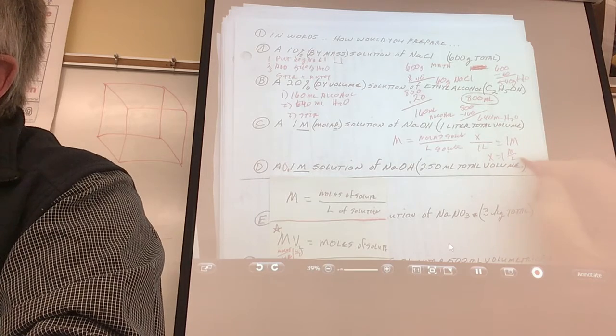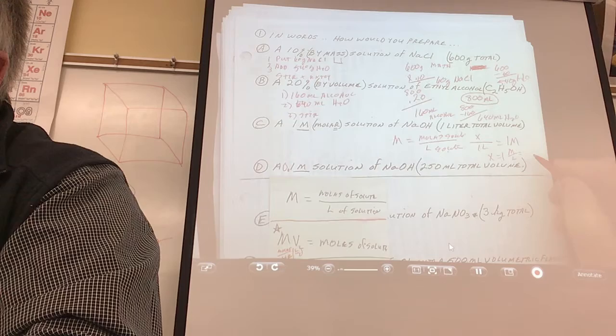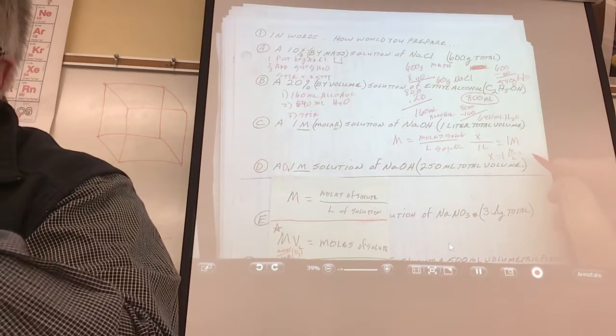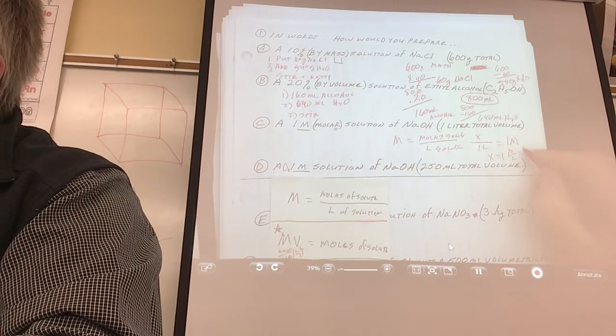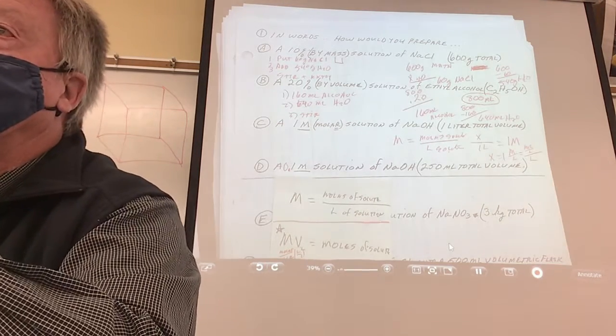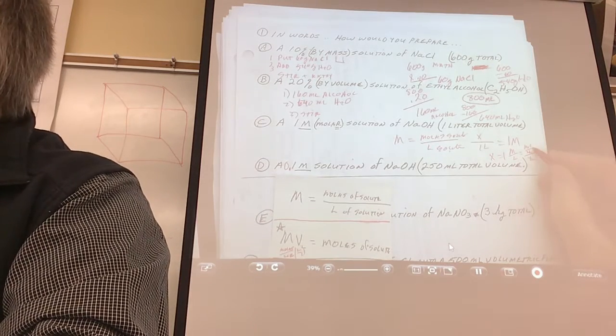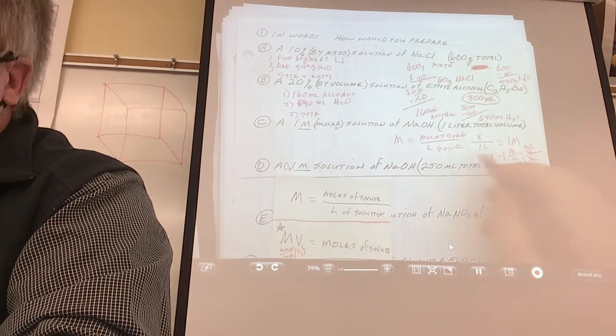Well, what is big M? It's not moles. Big M is molarity, which is moles per liter, divided by liters. What ends up happening? The liters cancel out and you get moles. No change. So my X equals 1 mole.